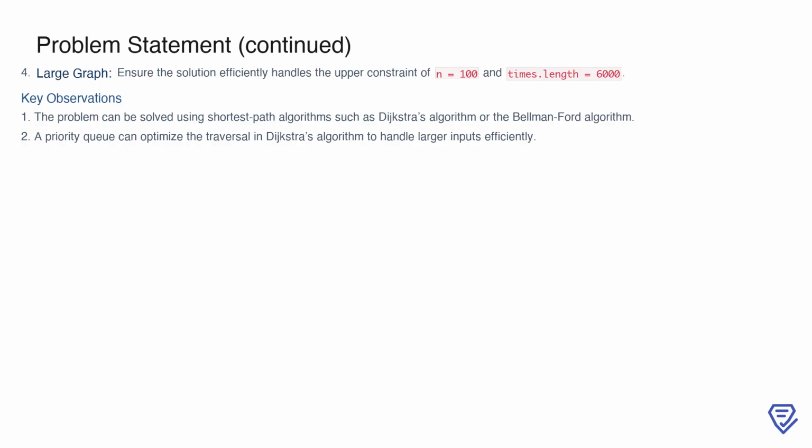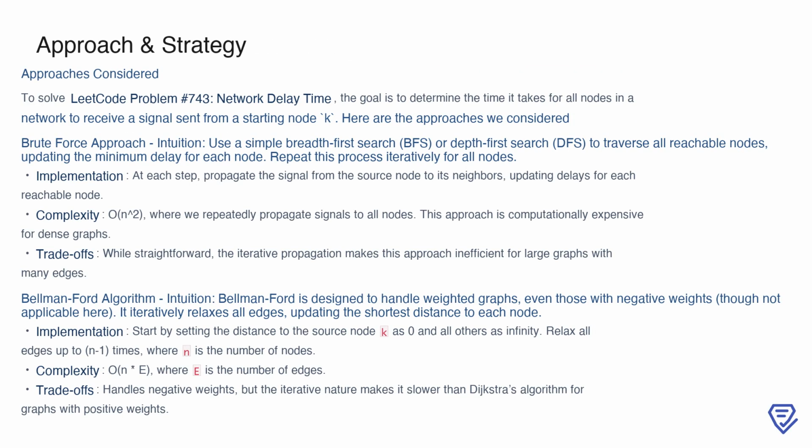Finally, the solution should scale efficiently for the upper limits, where n can be as large as 100 and the number of edges can go up to 6,000. To solve the network delay time problem, the objective is to calculate the time it takes for all nodes in a network to receive a signal sent from a starting node. Several approaches can be considered for this.